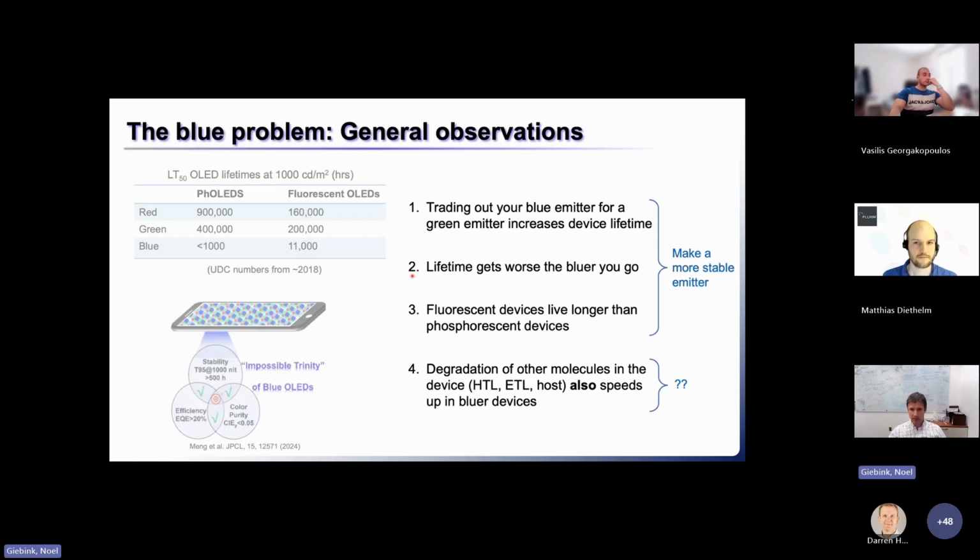If we just look at these three observations, the conclusion would be to make a more stable emitter, which is certainly a big piece of the problem. But then there are some other things that don't quite fit so neatly into just the emitter being the problem, because anecdotally, what you find is that the degradation of other molecules in the device, things like HTL, ETL, host molecules, also tend to speed up in bluer devices. And that's not so obviously connected to the stability of the emitter.